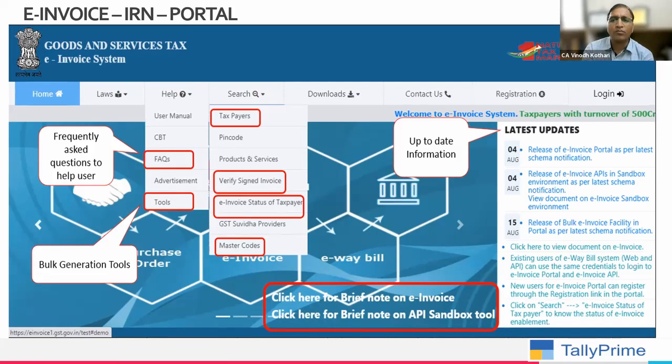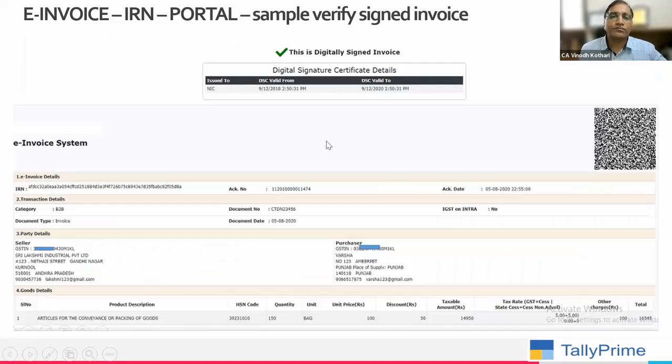On this portal, some more new additions have been made. You have tools for bulk generation. Say, sir, I'm not using software, I'm using some Excel. Then you can use those tools to generate the e-invoice. Once you provide the details in the portal, you can click verify. It will show you a verification that this e-invoice is generated. This is the IRN number. So all these details can be seen.